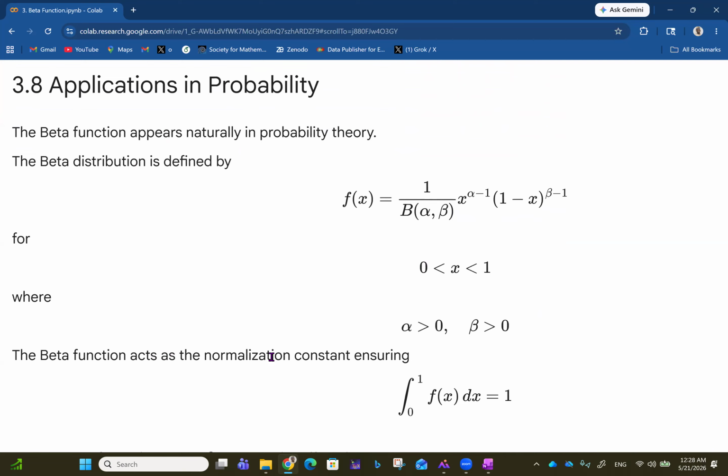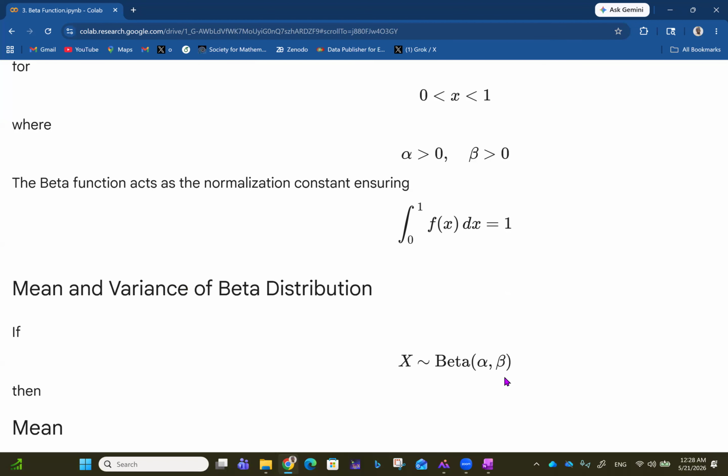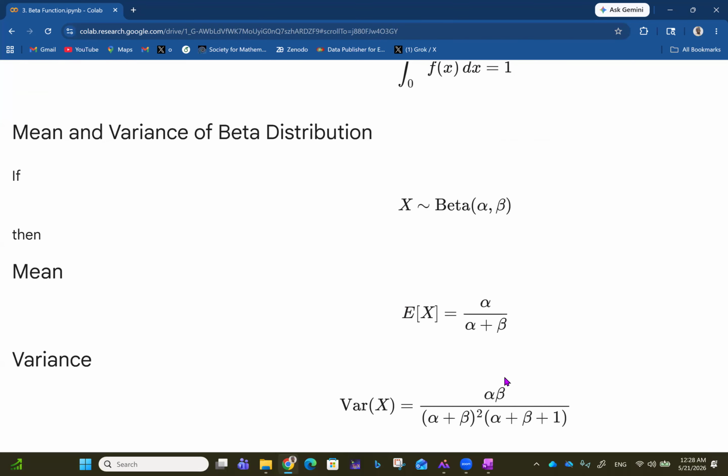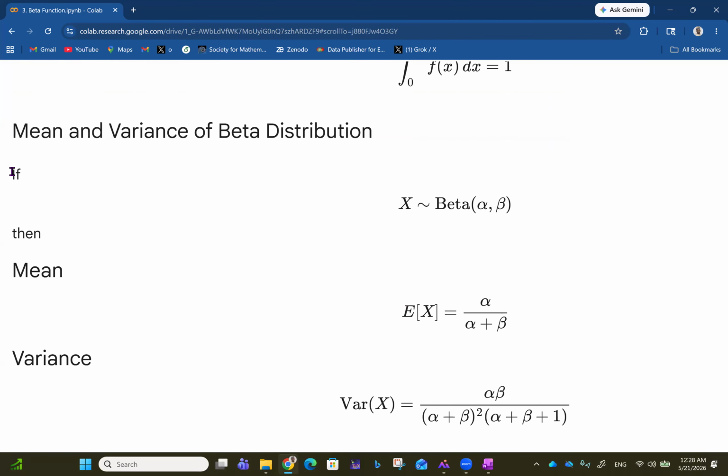So the beta function acts as the normalization constant, ensuring the integral from 0 to 1 of f of x dx is equal to 1. Of course, that's one thing we need to know. That is one thing that makes a probability distribution actually correct: the integral from 0 to 1 is always 1, or the integral over the whole domain is 1. Then we have the mean and variance of the beta distribution.